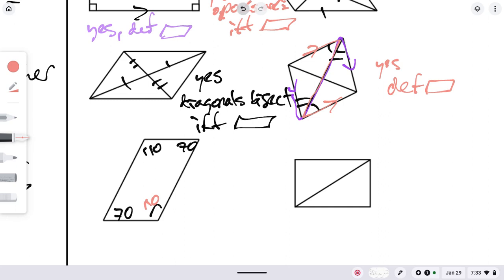And if I know that that angle is a 110, now I can say that this is a parallelogram because opposite angles are congruent if and only if it's a parallelogram, right? So this is definitely a yes, but I had to use that interior angle sum to get there.